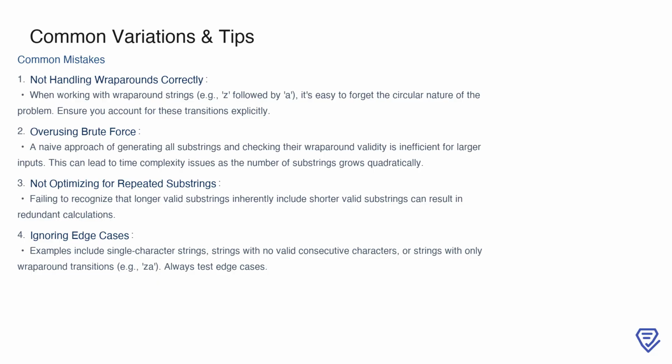Another issue is relying on brute force methods, such as generating all possible substrings and checking each one for wraparound validity. While this approach might work for small inputs, it becomes computationally expensive as the input size grows, leading to inefficiencies. Additionally, failing to optimize for repeated substrings is a common pitfall. Remember that longer valid substrings inherently include shorter ones, so you should avoid redundant calculations.